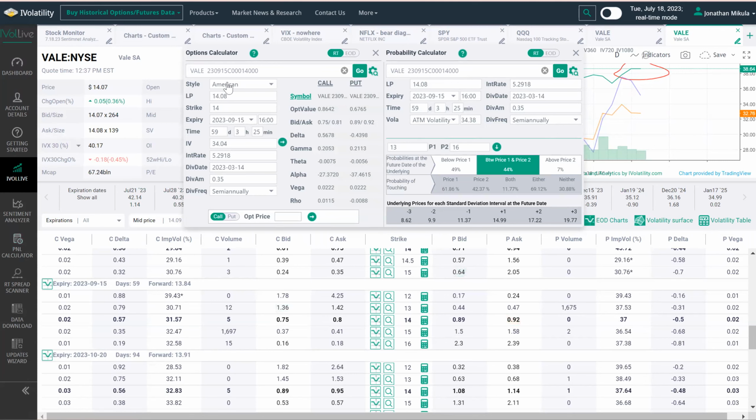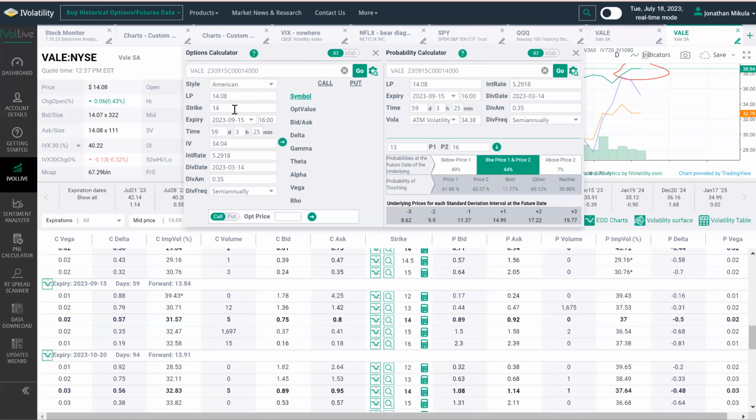The options calculator over here on the left, the way to think about this is how you could kind of play market maker, right? So Vale is an American style option. It's obviously based in Brazil, but it trades on the American exchange, and it's treated as American style, which means you can exercise it at any time. European style options, you can only exercise at expiration. So things like the VIX, for example, are European style options.